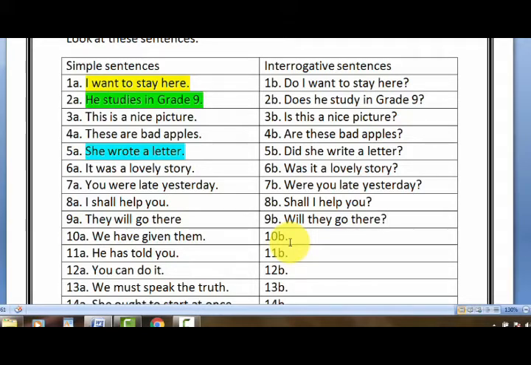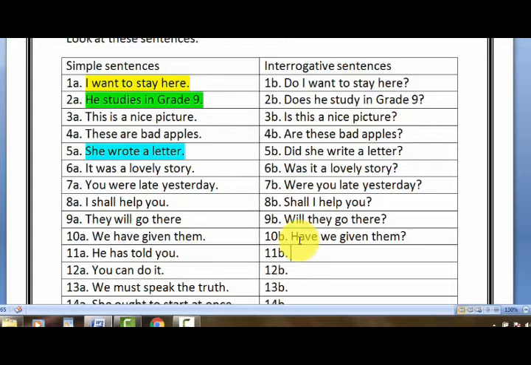Because shall and will are known as modal auxiliaries. So have to, here we have got have. We just put have in front of the sentence and we put the subject at the back after the have. Then we have given them. Don't forget your question mark.